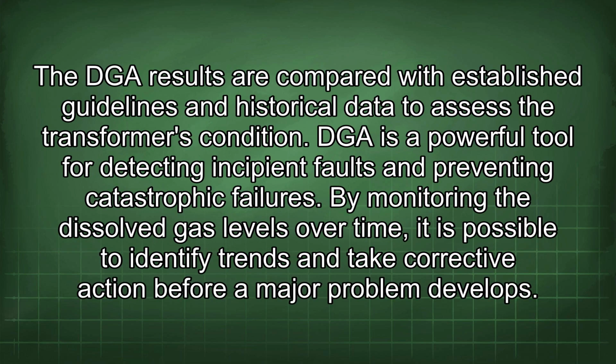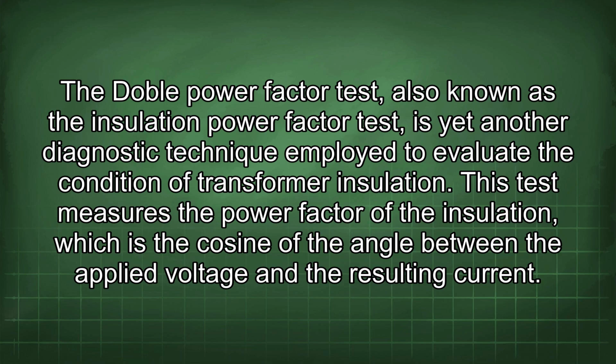The DGA results are compared with established guidelines and historical data to assess the transformer's condition. DGA is a powerful tool for detecting incipient faults and preventing catastrophic failures. By monitoring the dissolved gas levels over time, it is possible to identify trends and take corrective action before a major problem develops.